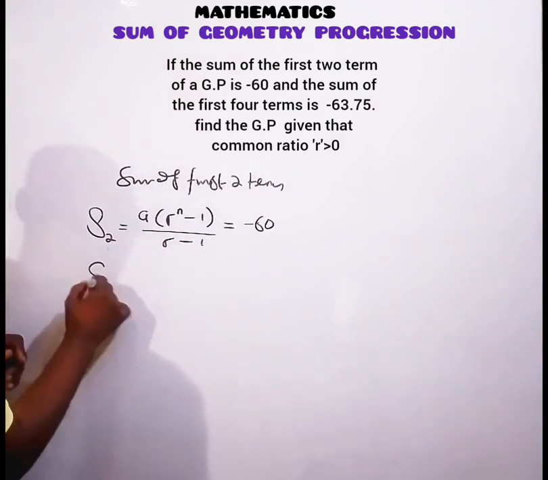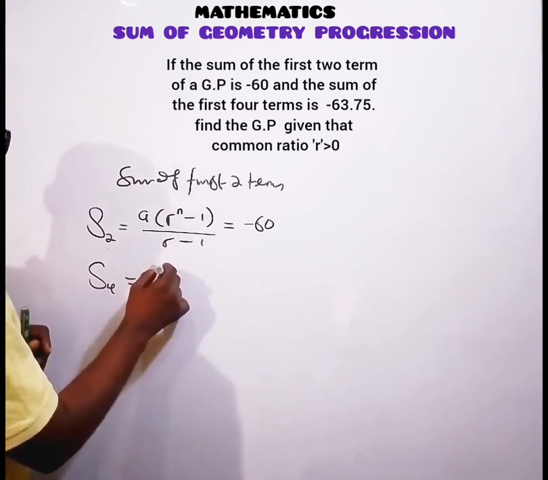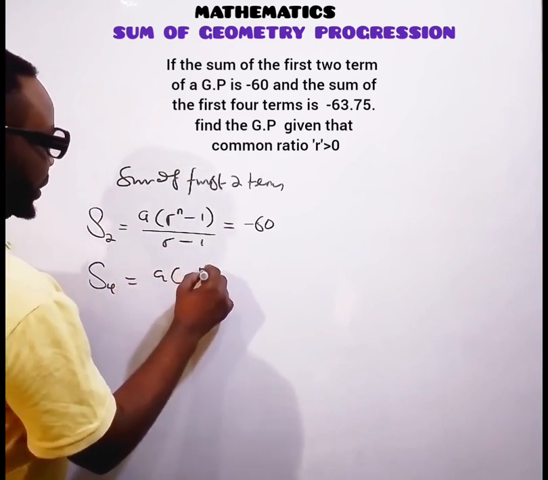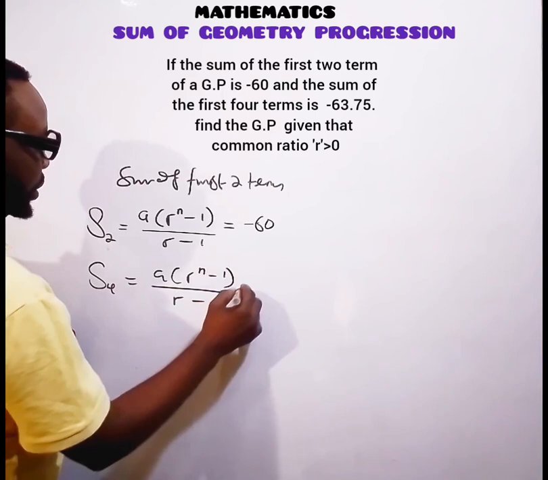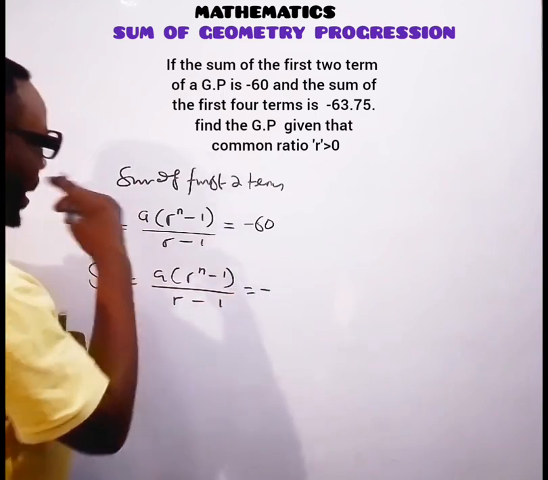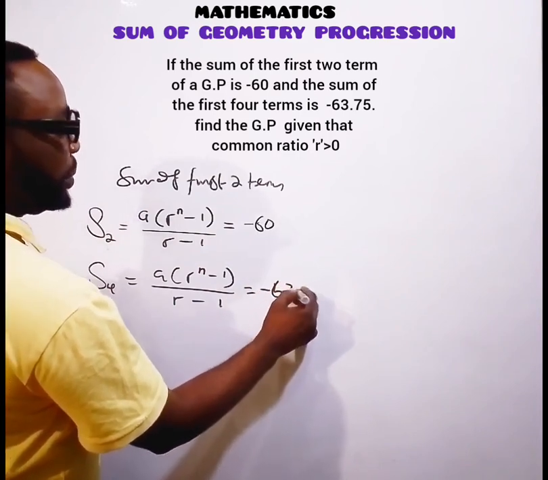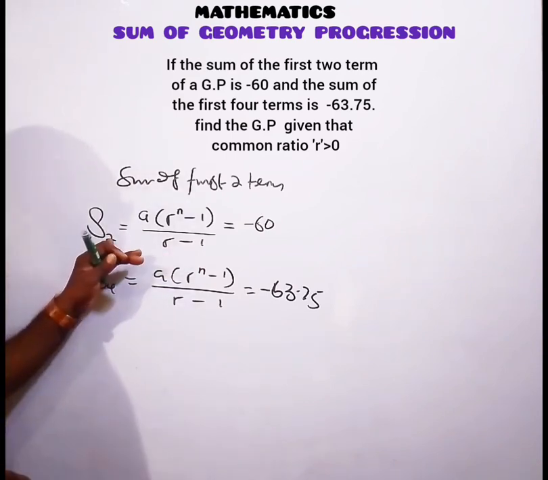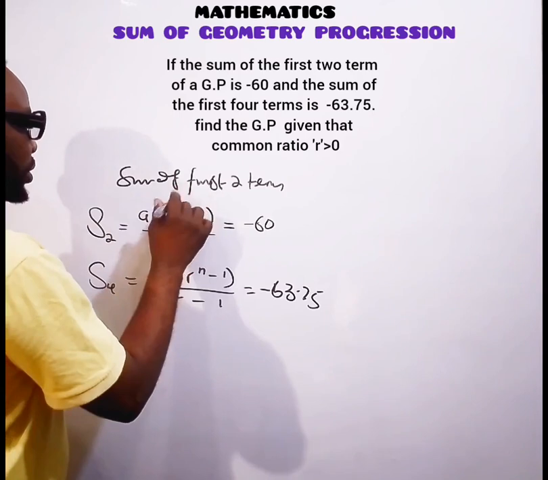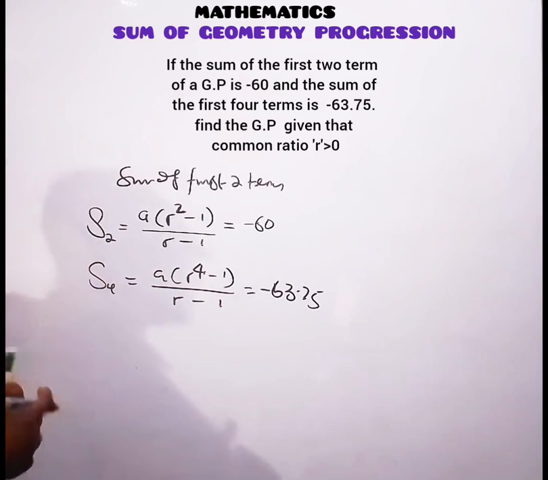Now, the sum of the four terms as well. The sum of the four terms will be equal to a into bracket r raised to power n minus 1 all over r minus 1, which is equal to minus 63.75. Now, in this case, I have the sum of the second term here. I think this one should be changed to 2. This one should be changed to 4.